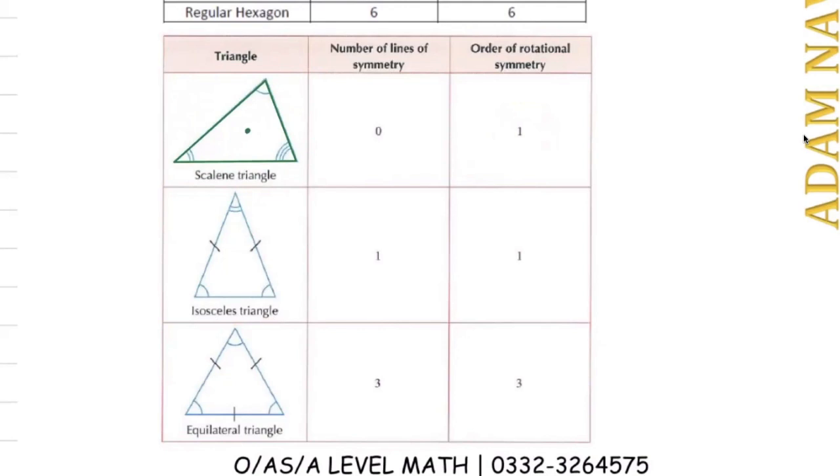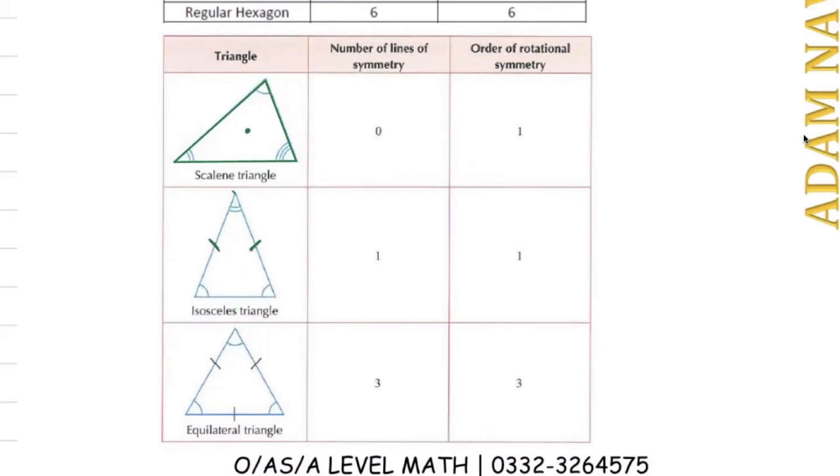An isosceles triangle has the two adjacent sides equal. So if you pass a vertical line like this, it's going to divide the entire triangle into two congruent triangles. So there is one line of symmetry. Only one line of symmetry.